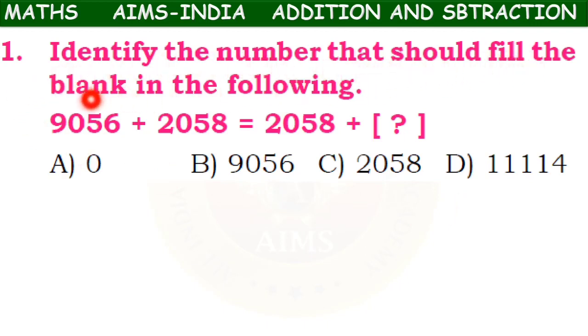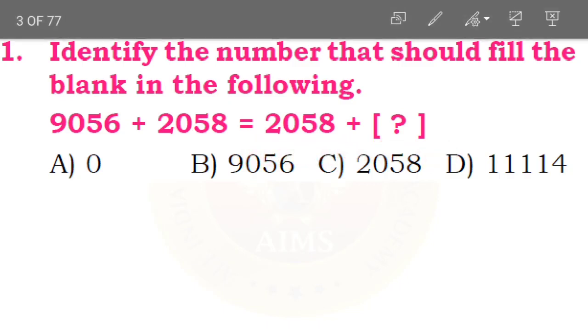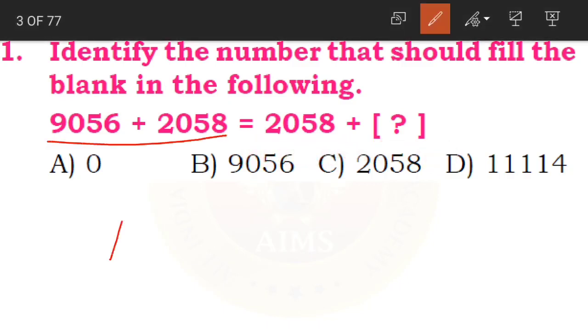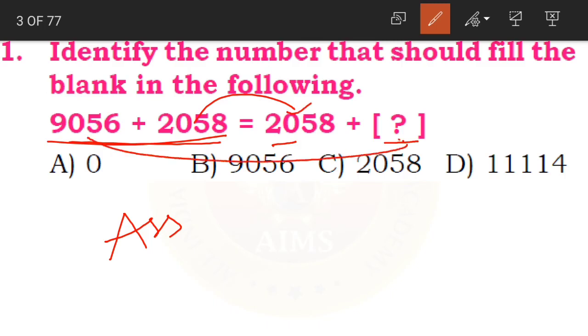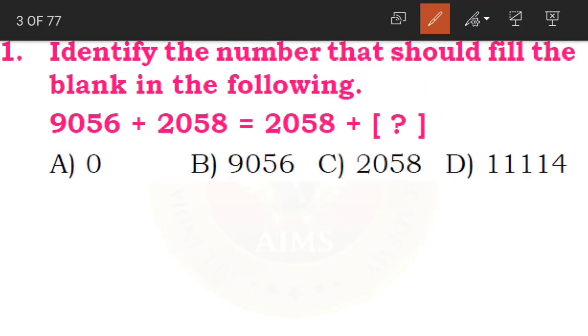Identify the number that should fill the blank in the following. 9056 plus 2058 is equal to 2058 plus dash. Now see children, this is our associative property. Here we have two numbers, and here also we should have two numbers. This 2058 is already there. The number missing is 9056. So our answer will be what children? Our answer will be option B, 9056.